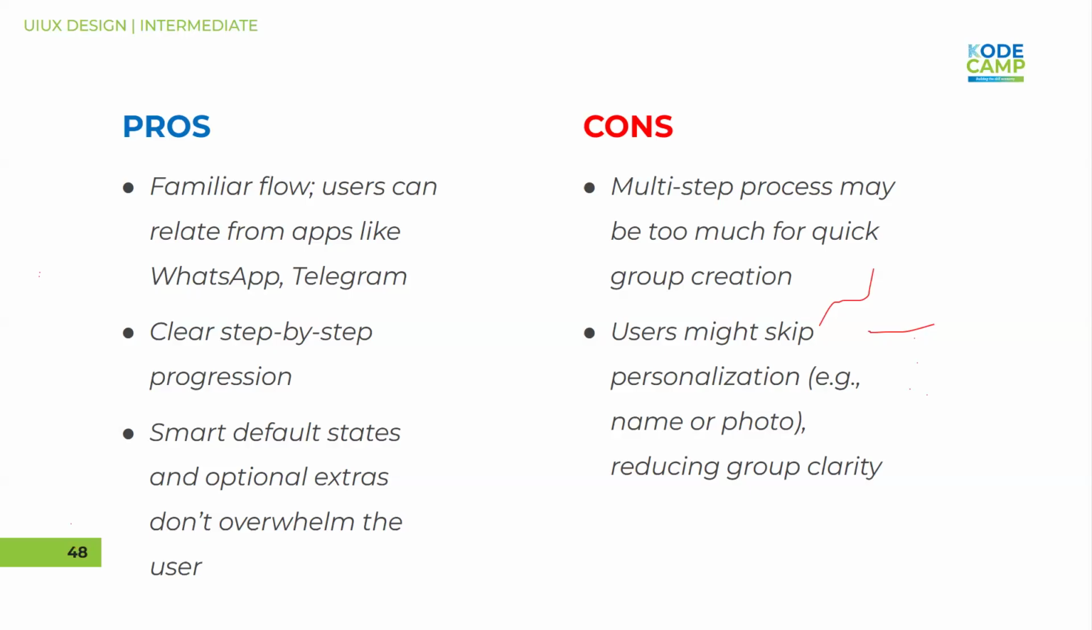And our cons say a multi-step process may be too much for quick group creation. While trying to add plenty of people, you might just want to create this group and then proceed to another thing. Or users might skip personalization. That's where we have the adding of name and photo. And now it will reduce the group clarity. Persons will not understand what the group is for, will tend to be confused and then will exit the group. So that is it.